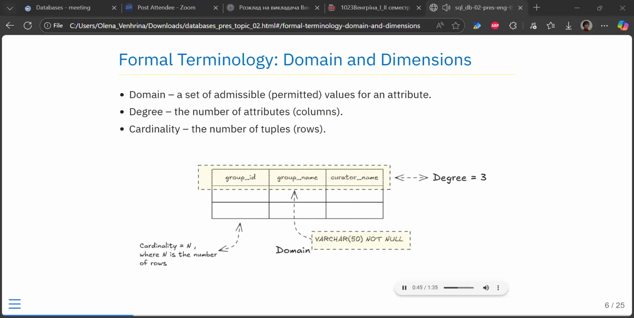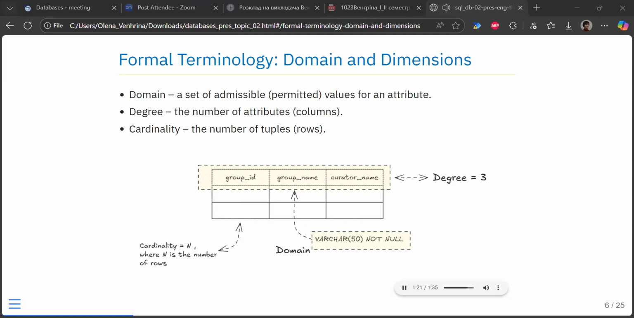The other two terms, degree and cardinality, are simply table dimensions. Degree is the width of the table, that is, the number of its attributes or columns. When we design the students table and decide that it will have 5 columns, we define its degree. This is a static characteristic. Cardinality is the height of the table, that is, the number of its tuples or rows. Unlike degree, cardinality is dynamic. When a new student is enrolled in the university, the cardinality of the students table increases by 1.